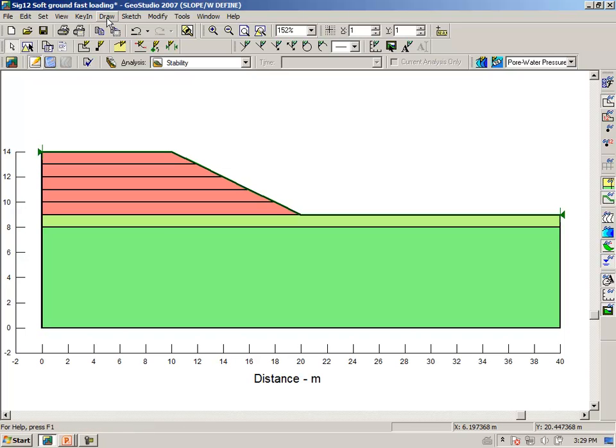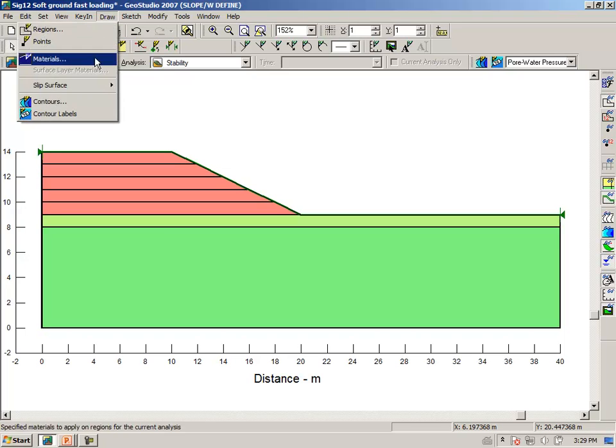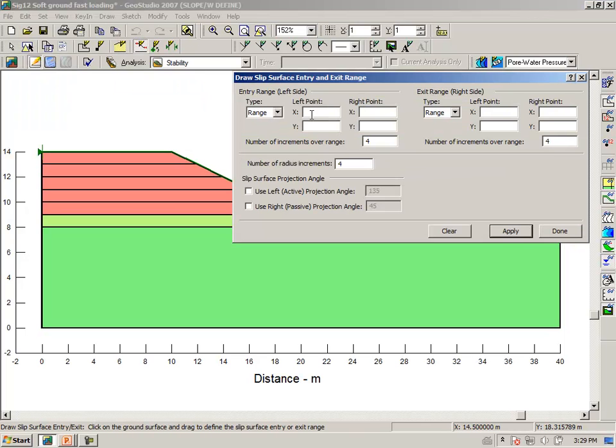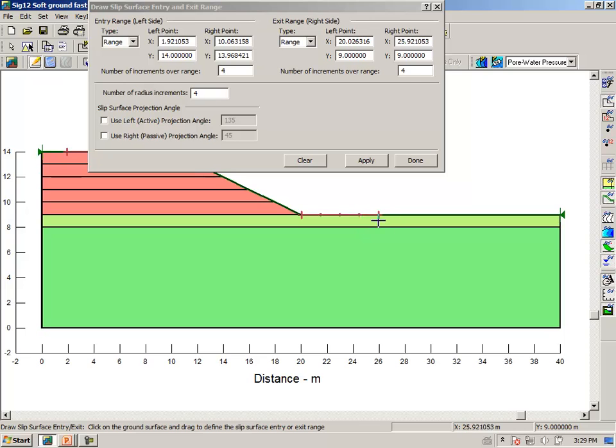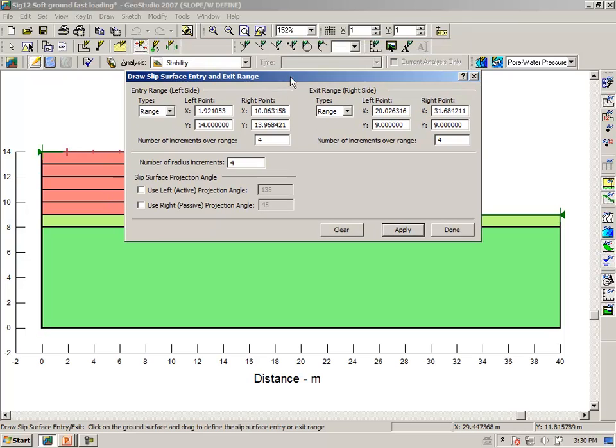We need to define the extents of our trial slip surfaces, draw slip surfaces, enter exit, defining a range of enter points for the trial slip surfaces and a range for the exit of the trial slip surfaces. And this is personal preference, but I like to always round off these numbers. In my view, it makes my interpretation less complicated.